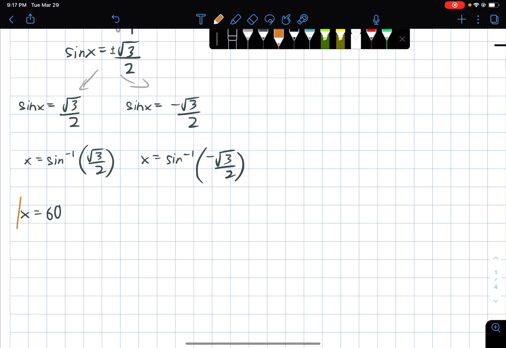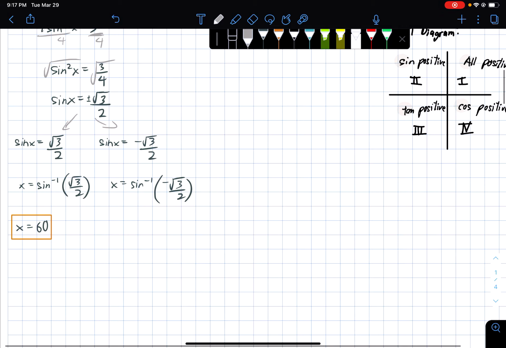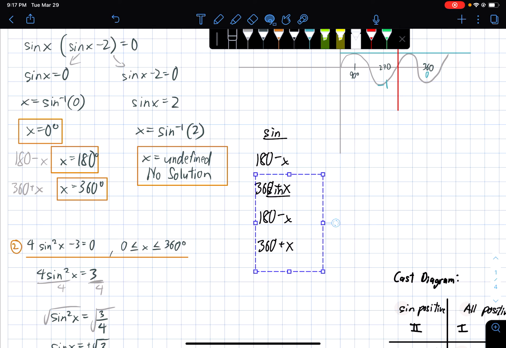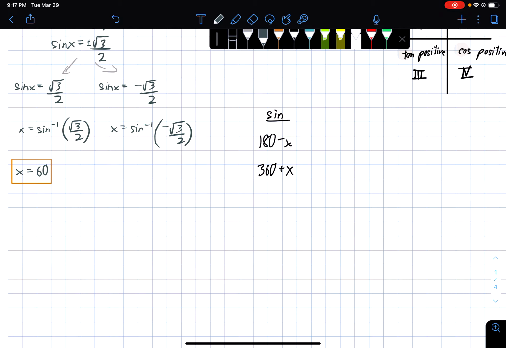Provided that we have a value of 60 as our first solution, it's considered a solution since it falls within 0 to 360. Now, because it's still sine, this particular rule still complies to it. We still have to follow the rule. So in order to find the second solution, don't forget the degree by the way, 180 minus x, or 180 minus 60, x is equal to 120 degrees. So that is our second value.